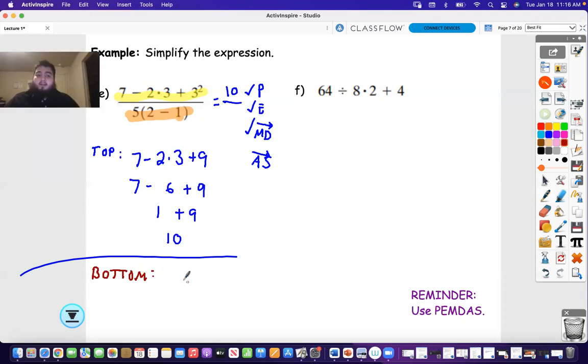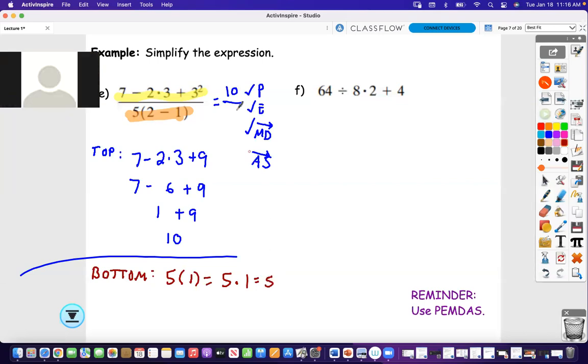It's actually 1. So there'll be 5 parentheses times 1. Can you tell me what operation it is when we have a number next to another number with parentheses? In case you don't know, it's multiplication. 5 parentheses 1 is the same thing as 5 times 1. And what's 5 times 1? 5. So then we get 10 over 5. And now it's a fraction. What's 10 divided by 5, class?